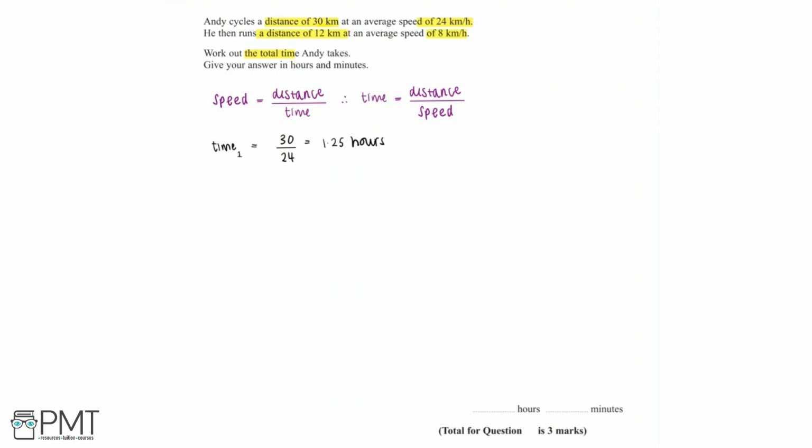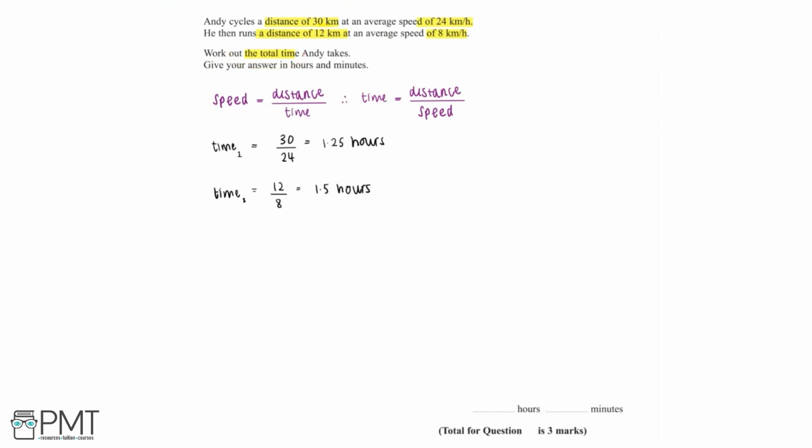Now let's work out the time when Andy is running, and we can call this time 2. When Andy is running, he travels a distance of 12 kilometers, and at an average speed of 8 kilometers per hour. And so the time that Andy takes when running would be the distance divided by the speed, which is equal to 12 divided by 8. Using our calculator, we can see that this is equal to 1.5 hours.